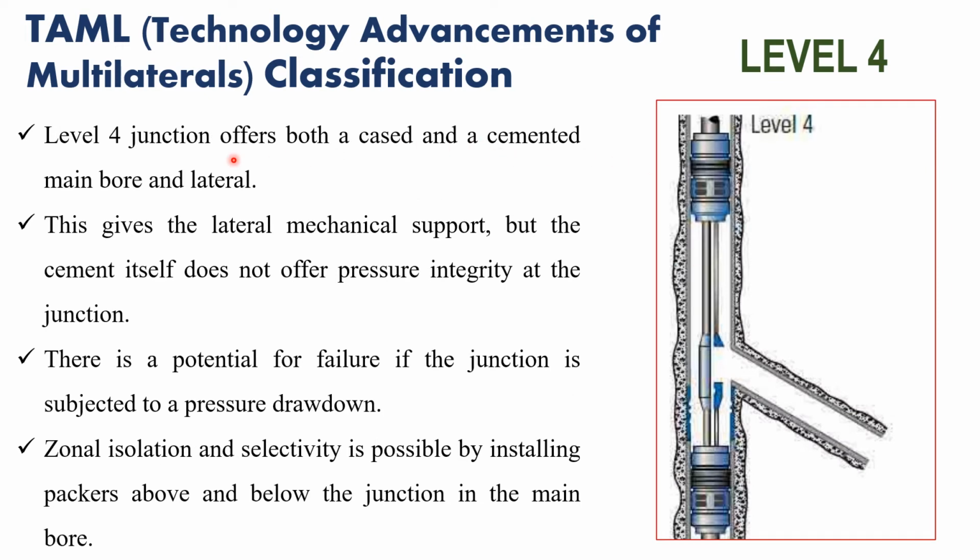A level 4 junction offers both a cased and cemented main bore and lateral. So both the main bore and the lateral are cased and cemented. This gives the lateral mechanical support, but the cement itself does not offer pressure integrity at the junction. So at the junction, pressure integrity is not possible. There is a potential for failure if the junction is subjected to pressure drawdown. So when there is a low pressure zone at the junction, there may be failure of the junction. Zonal isolation and selectivity is possible by installing packers above and below the junction in the main bore.